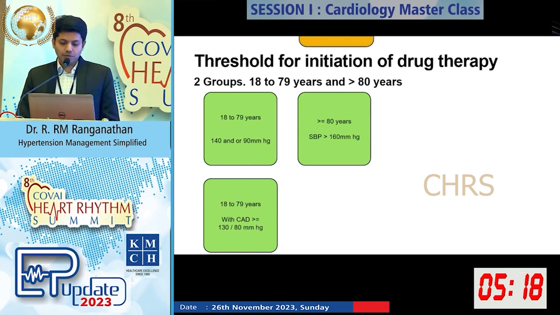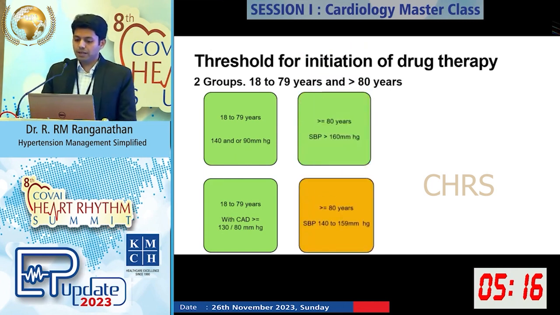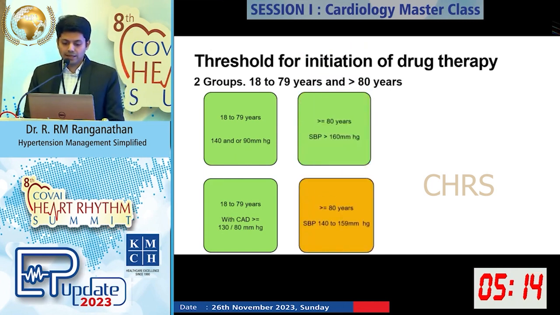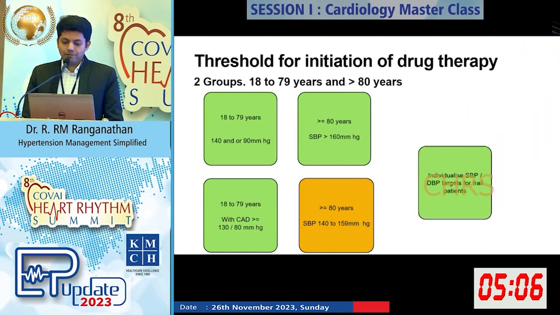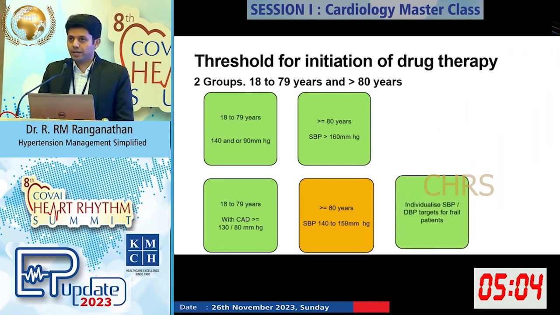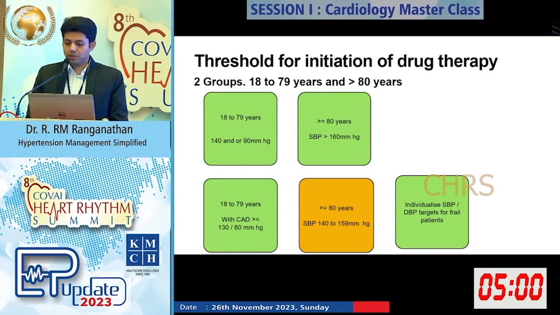And then now you have the class 2 recommendation. Any patient more than or equal to 80 years, you can initiate therapy when systolic blood pressure is between 140 and 159, but it's a class 2 recommendation. And for frail patients, you need to individualize because frail patients may not tolerate well. So depending upon their tolerance, you initiate therapy and target levels are also based on the individual patients.